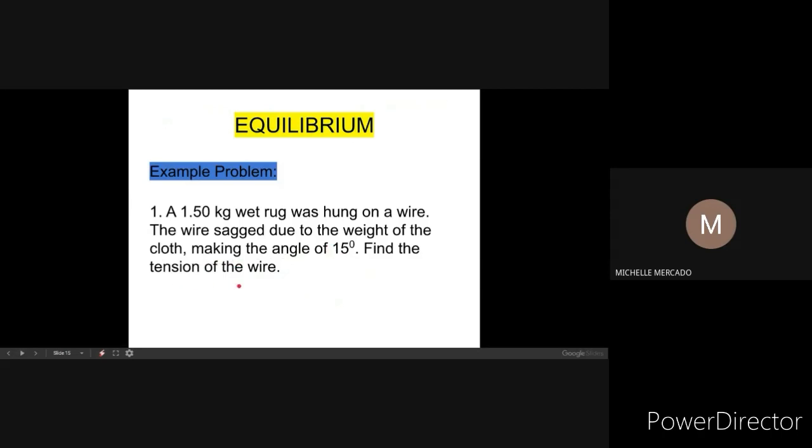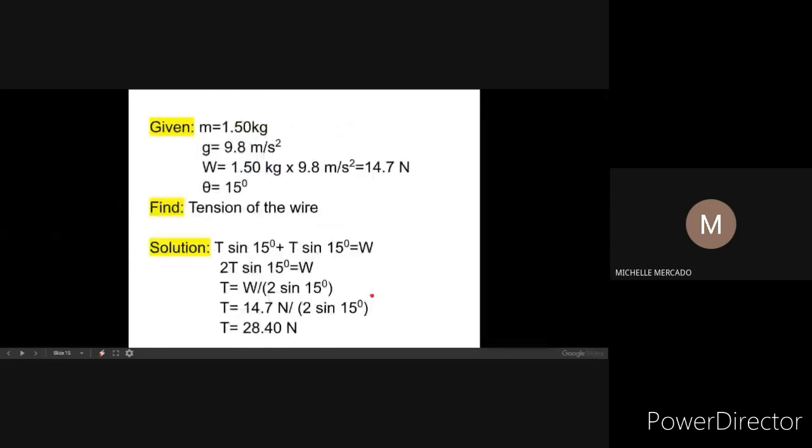So in order to find the tension of the wire, first we're going to identify the given. The given are the mass as well as the angle. Then we're going to find the tension of the wire. The given mass is 1.50 kilogram. Since this is a tension problem, we're going to use the constant value of gravity, which is 9.8 meter per second squared. Then the angle, which is 15 degrees. Then in order to find the tension of the wire, first we're going to get the weight.